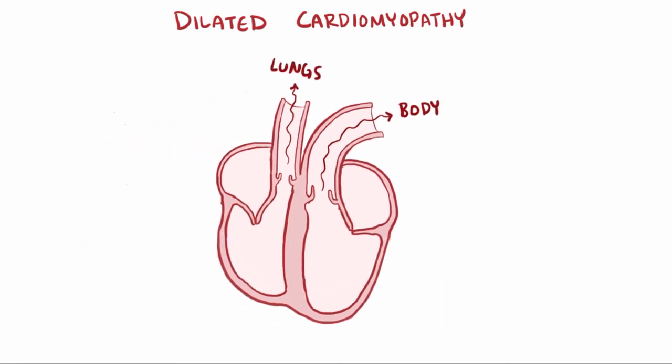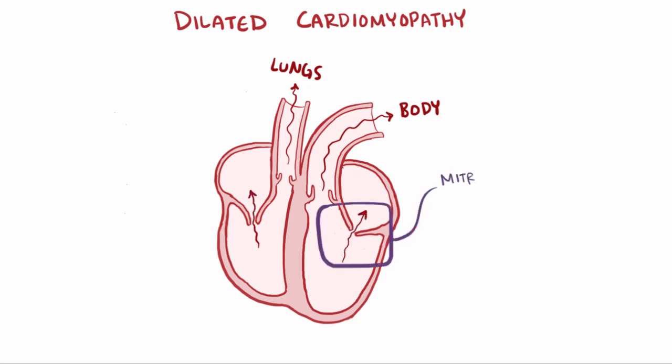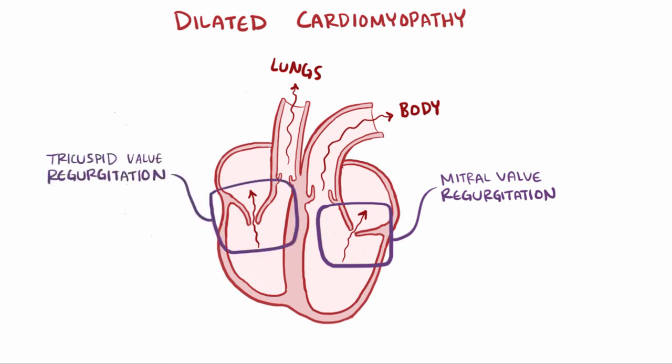Also, when the chambers get larger, they tend to stretch out the valves that separate the atria and the ventricles. When stretched, the valves can't close all the way, so they start to regurgitate blood back into the atria, called mitral valve regurgitation on the left side, and tricuspid valve regurgitation on the right. The former of which might be heard on auscultation as a hollow systolic murmur, meaning that it happens throughout systole.